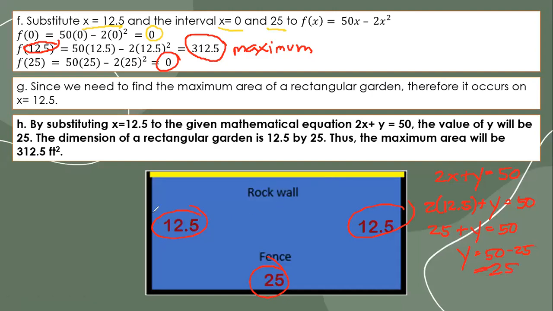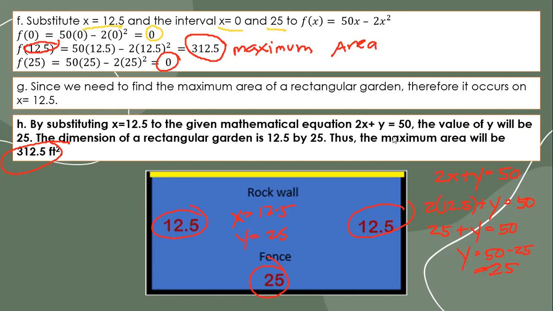Okay? So yan yung dimension, x is equal to 12.5. Tig 12.5 daw dyan sa magkabilang dulo, tapos 25 dito sa y. Okay? And then maximum area daw. So x times y lang yon. 12.5 times 25, the answer is 312.5. Kung mapapansin natin, nung sinubstitute din natin yung 12.5 sa ating original function, yun din yung maximum area. Alright? So that's it for our first optimization problem.